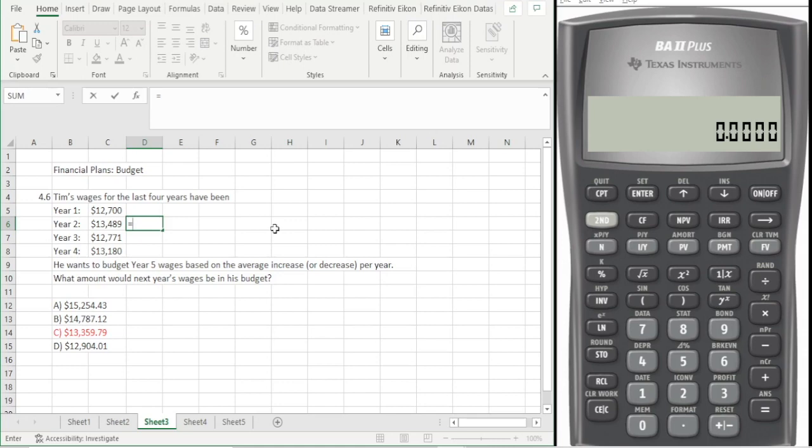Okay? How to figure out holding period return? P1 minus P0 divided by P0. In this case, P1 minus P0 divided by P0. Enter. Here, P1 minus P0 divided by P0. Here we go.